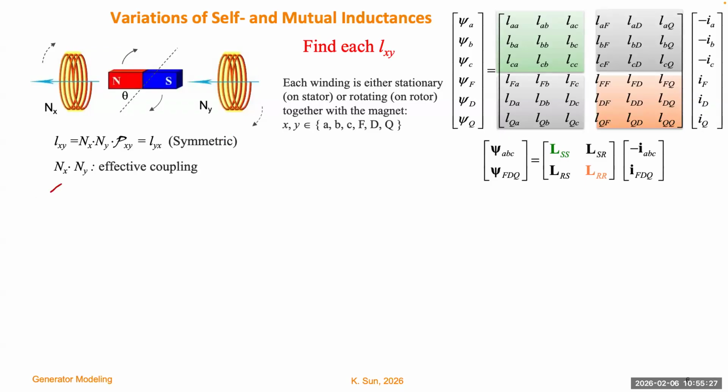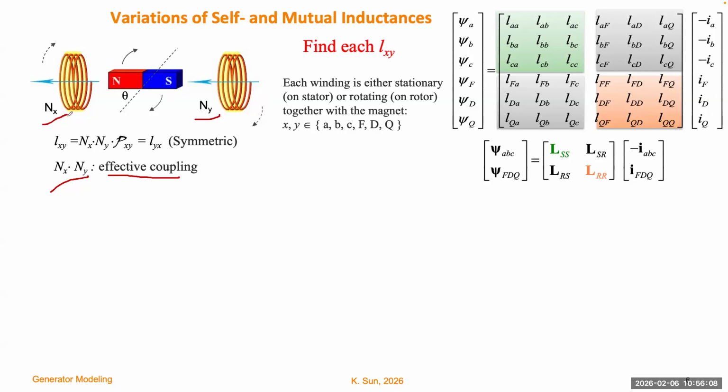So we can utilize this product NX multiplied by NY as the effective coupling. What effective coupling means is we treat each NX or NY as a phasor, because the winding can revolve. When the two axes of the two windings are parallel, their effective coupling will be the maximum, which is equal to the product of their magnitudes. But if one winding turns by 90 degrees, even though the actual number of turns of each winding never changes, the effective coupling becomes 0.